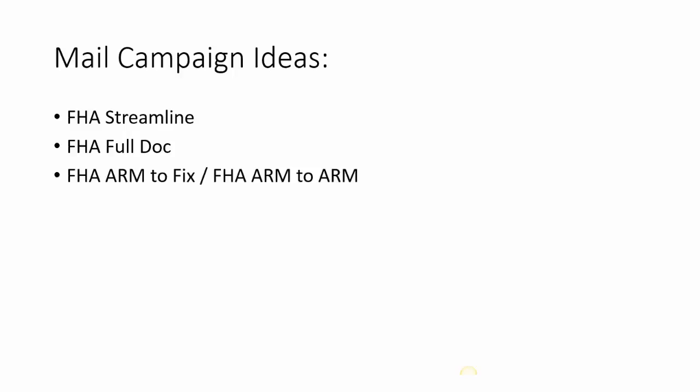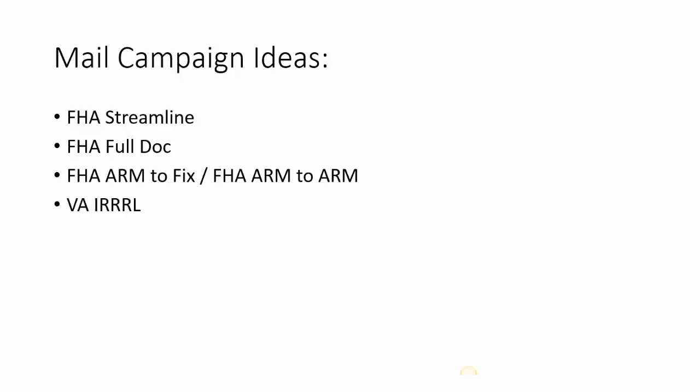FHA ARM to fix, FHA ARM to ARM. I love ARM to ARM. Targeting FHA and VA data where the interest rate on the ARM has expired or has already expired. Why? Well, because I can put them in another 3-1 or 5-1 at this point, and someone's already done the hard work for me. They've already sold them on the concept of taking advantage of the ARM mortgage or the 5-1 or the 3-1 hybrid, whatever you call it. So again, that's one of my favorite things to target.